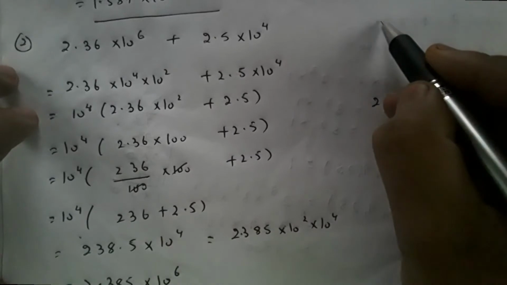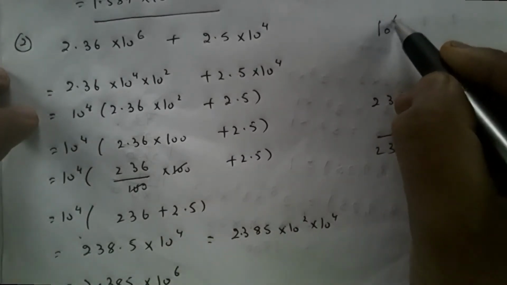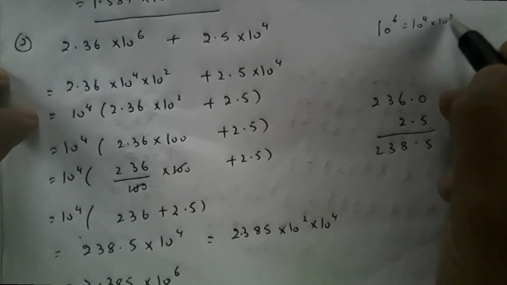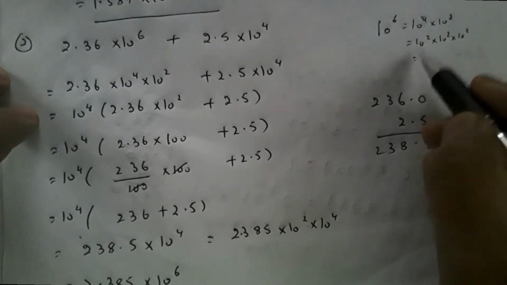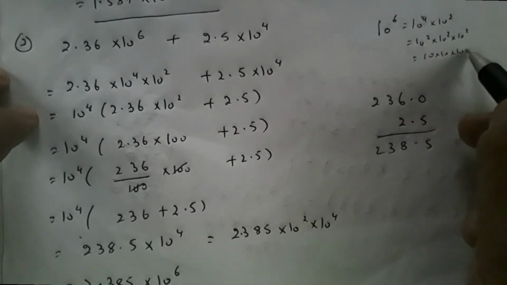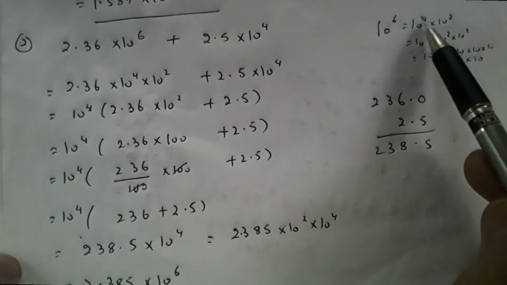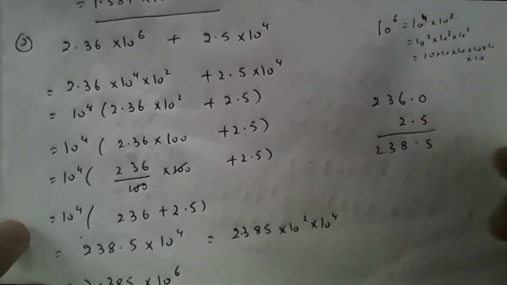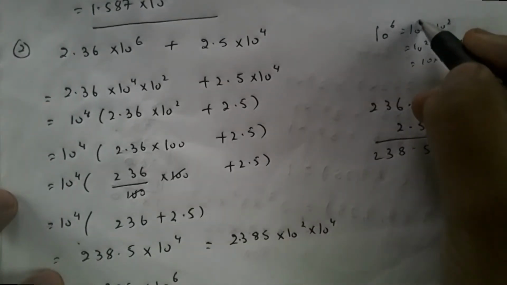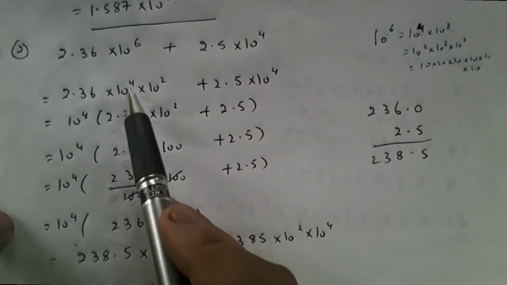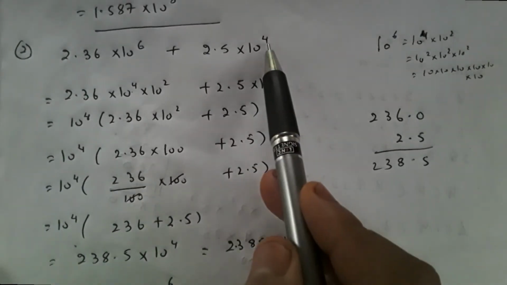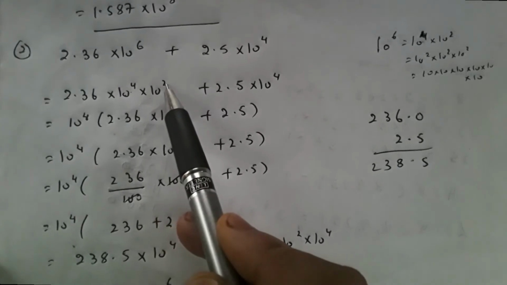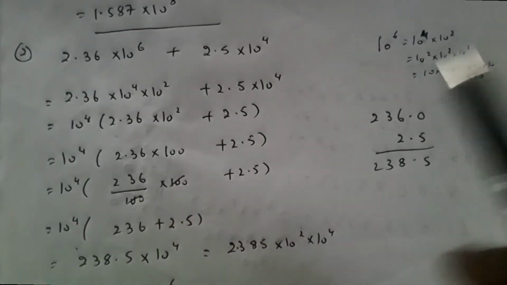Remember, 10 raised to power 6 equals 10 raised to power 4 into 10 raised to power 2, or 10 raised to power 2 into 10 raised to power 2 into 10 raised to power 2, or 10 six times: 10 into 10 into 10 into 10, 1, 2, 3, 4, 5 and then 6. So 4 plus 2 becomes 6. I use 4 here and then 2 because in order to take common 10 power 4. Suppose it is 10 power 3 here, I'll take common 10 raised to power 3 and then 10 raised to power 3, in order to take common.